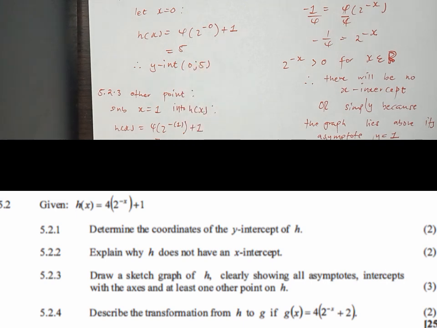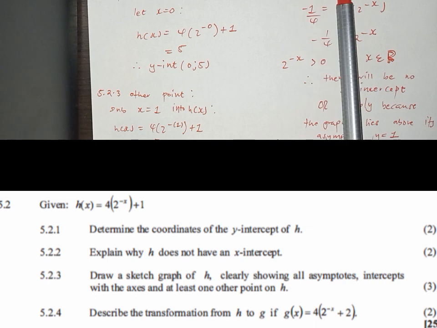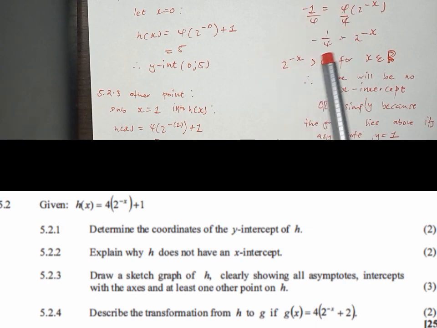5.2.2 says explain why h does not have an x-intercept. Okay, so for this one, there are two ways you can go about it. You can do like I did here, to figure out why it does not have an x-intercept, by doing calculations, letting y equals to 0, and as you can see, there's no way. This is impossible right here.